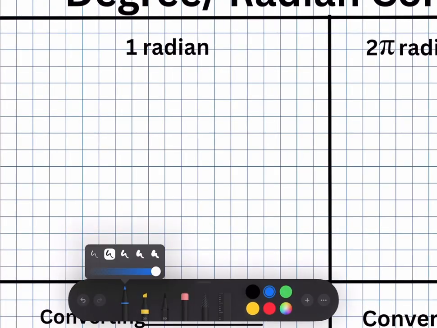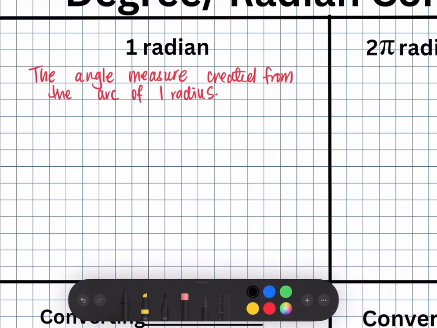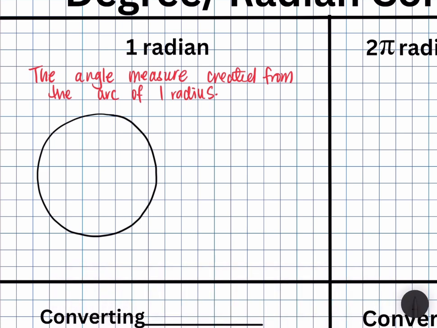A radian is an angle, and specifically, it's the angle measure created from the arc of one radius. So if I were to draw a circle, we all should know what a radius is, or if we can recall from geometry, the radius is the distance from the center to anywhere on the circumference of the circle. So this distance here is one radius, okay?